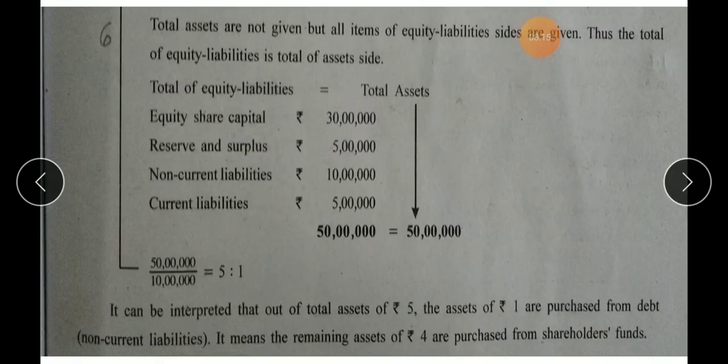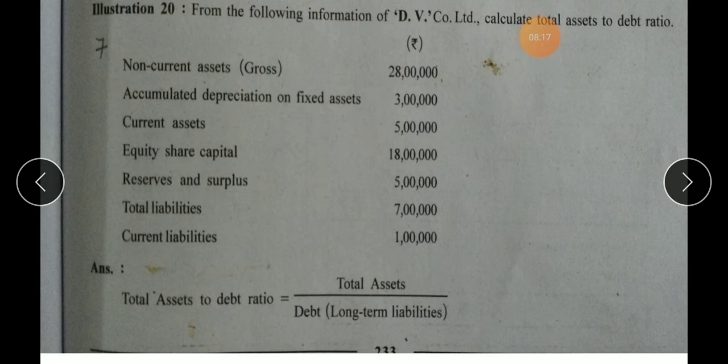Further, starting with illustration 20 given on page number 233 in your textbook. I repeat, on page number 233, illustration 20. From the following information of DV Company Limited, calculate total assets to debt ratio. You are supposed to calculate total assets to debt ratio.